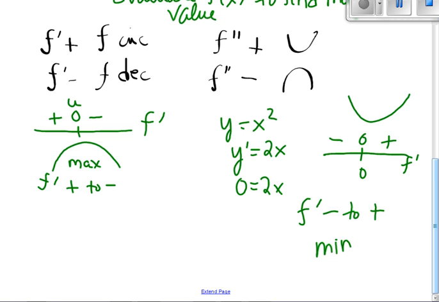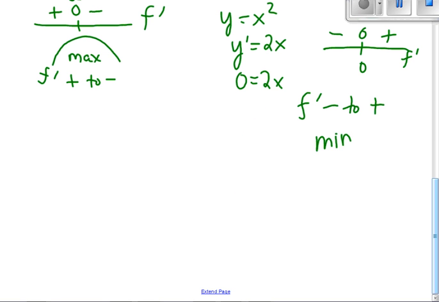A minimum. And is it going to be concave up? Yes, it is. We haven't gotten there yet. This is the first derivative test. And since I have it here, we'll look at the second derivative test.